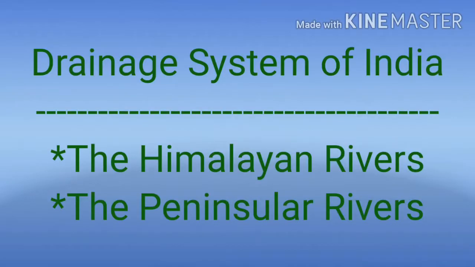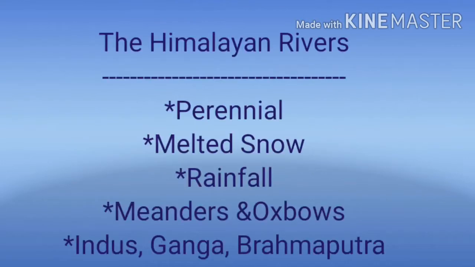Now let us know what are the major types of rivers that are present in our country. The Indian rivers are divided into two major groups. They are the Himalayan rivers and the peninsular rivers. Students, we can divide all the rivers into two major groups. One is the Himalayan rivers, the other one is the peninsular rivers. Moving on to understand the Himalayan rivers.